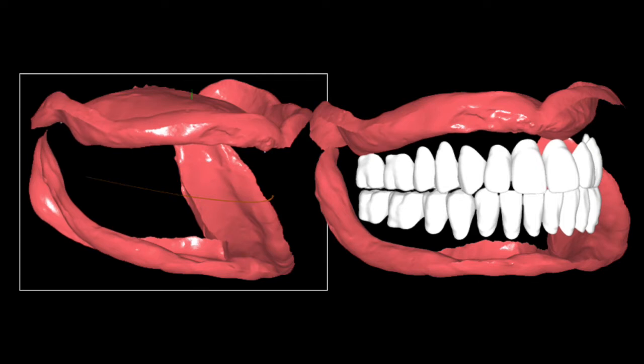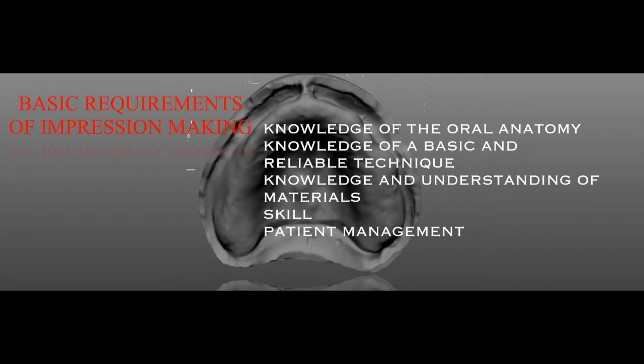So let's take a look at the basic requirements of impression making. You need to know about the oral anatomy and also a basic and reliable technique that you need to use when you're taking the impression. You also need to understand the material that you're going to use during impression taking. And of course, you need to learn the skill of impression taking. And last, patient management is also important for good impression making.